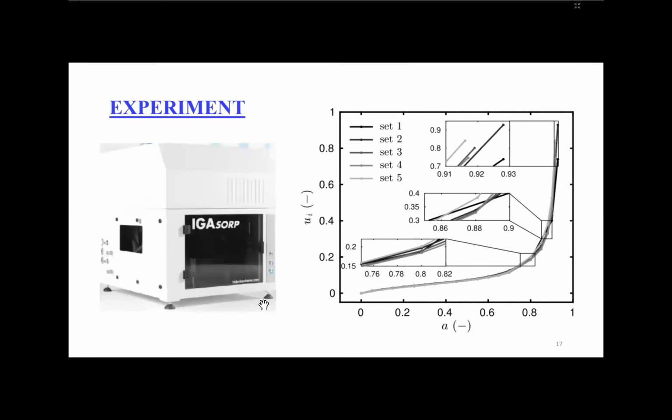This slide shows the equipment that was used for the experiment, as well as the variation of the sample's moisture content with the water activity for the 5 samples. We can see that there is a good repeatability of the experiment, as we can even see with these zooms of the 5 curves, except for the very large water activity.